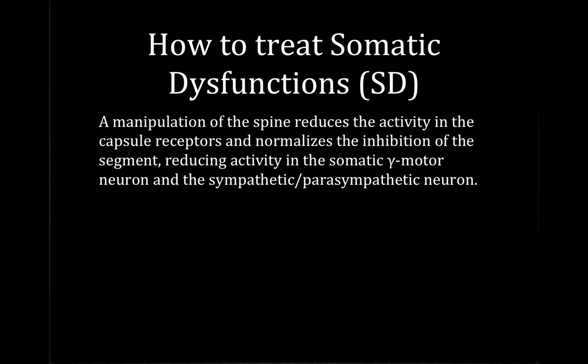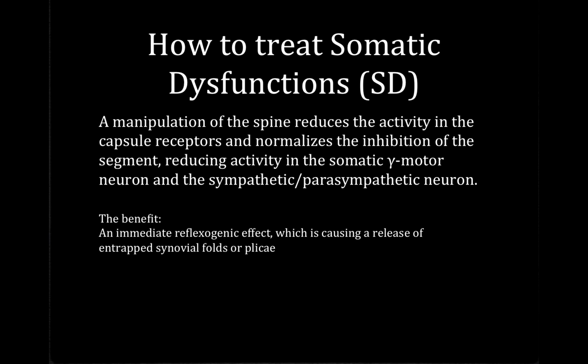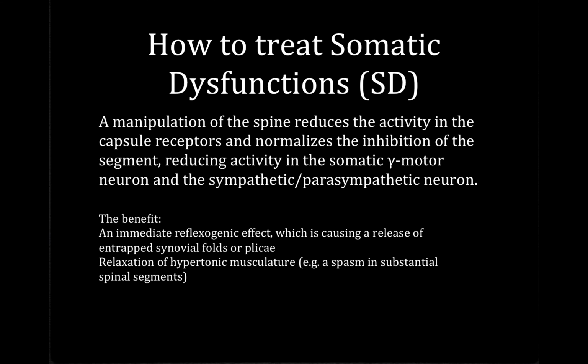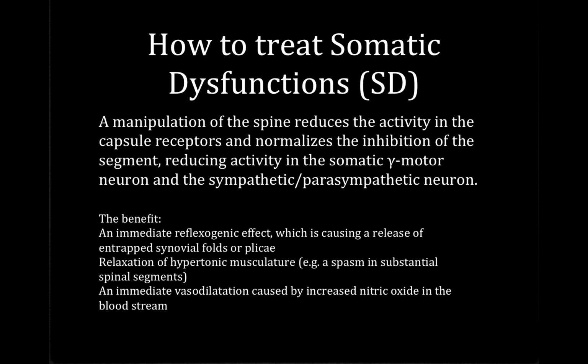This manipulation reduces the activity in the capsule receptors and normalizes the inhibition of the segment, reducing activity in the somatic motor gamma neuron and the sympathetic or parasympathetic neuron. The benefit of this manipulation is an immediate reflexogenic effect, which causes a release of the entrapped folds or plicae, a relaxation of the hypertonic muscle, and immediate vasodilatation.